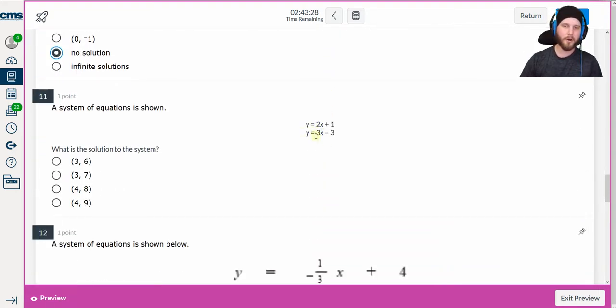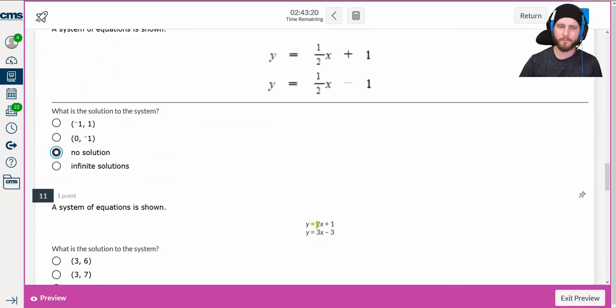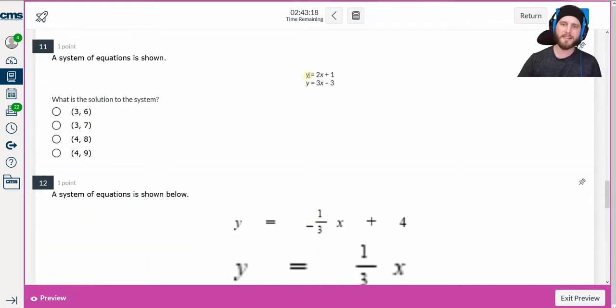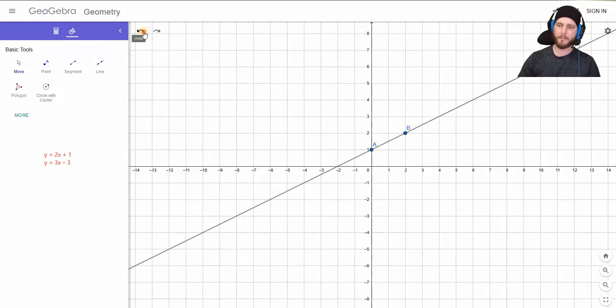And by the way, here's a hint. When you see the same slope, warning sign. It might not have a solution. For number 11, we've got these two. I can copy these, and I can paste them here so I don't have to go back and forth. There. Let's go ahead and clear this board.